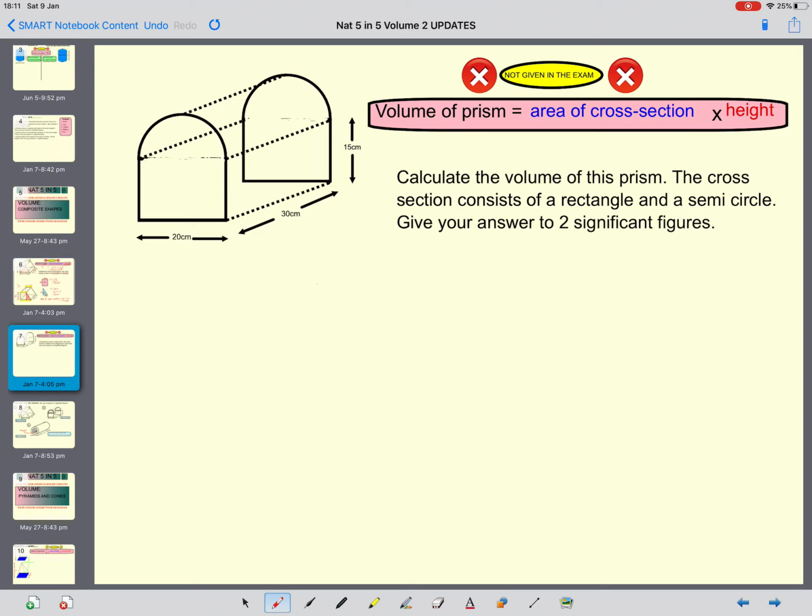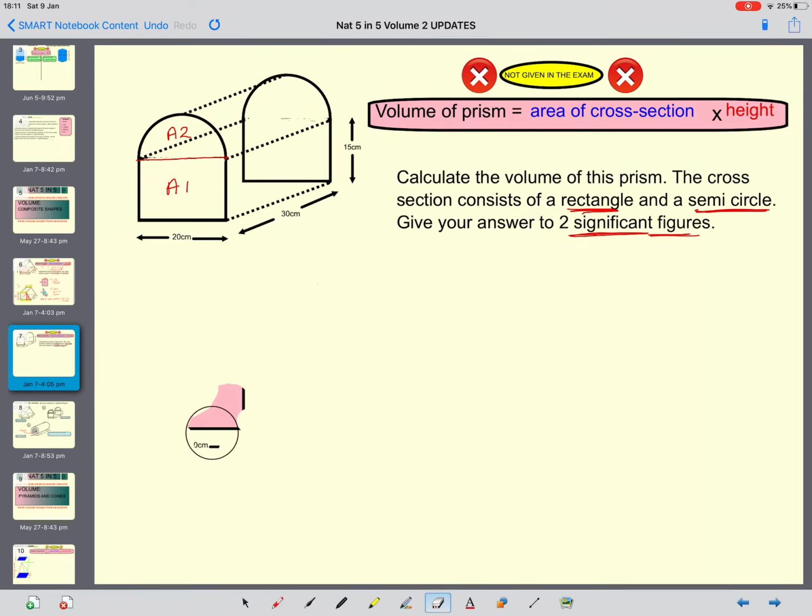The cross section consists of a rectangle and a semicircle. Give your answer to 2 significant figures. We have to remember to do that too. So again, we can split this up into area 1 and area 2. So we've got a rectangle and we've got a semicircle.